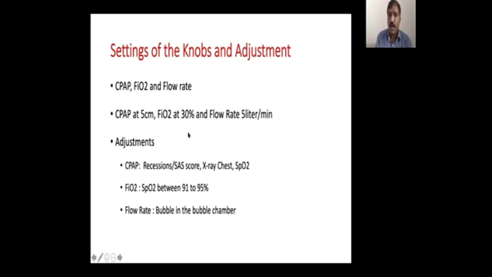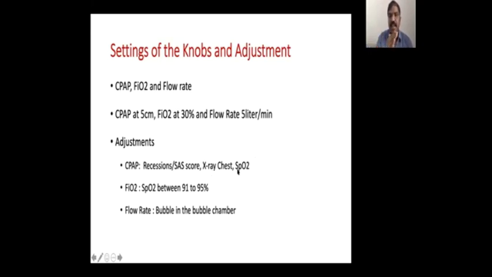So how do we adjust the CPAP? If there are retractions, or if the Silverman score is the same or worsening, then you increase the pressure. If you do a chest X-ray after 15 to 30 minutes, and the X-ray is showing less than 6 spaces still, then you have to increase the pressure.